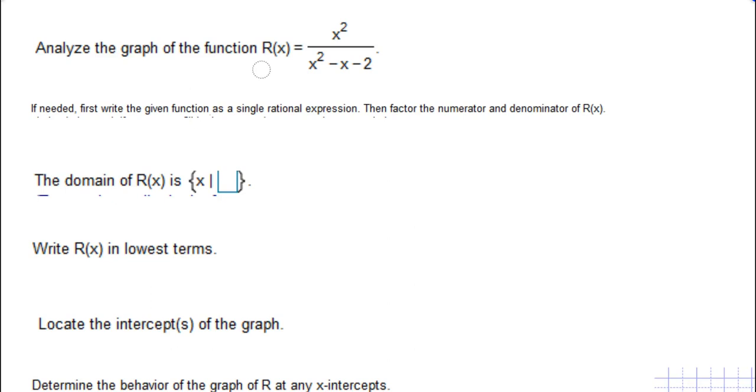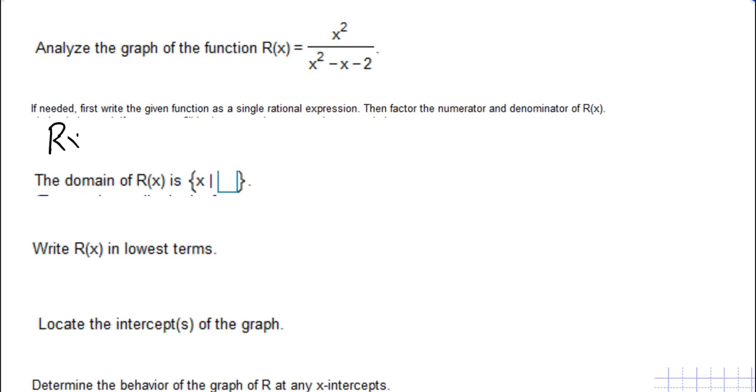Analyze the graph of the function r of x equals x squared over x squared minus x minus 2. So I'll go through each one of these parts. This is sort of a long process, so bear with me. First, we want to factor the numerator and denominator.